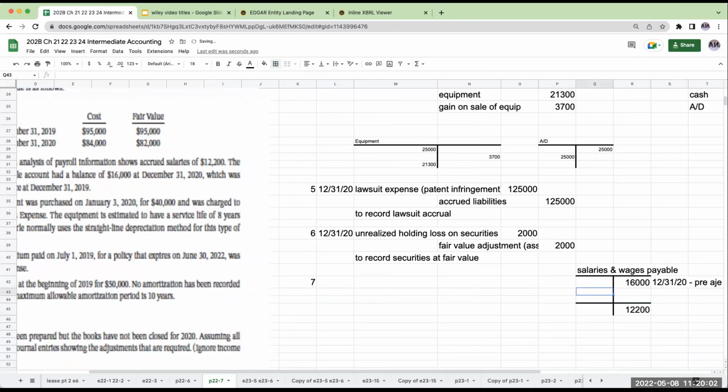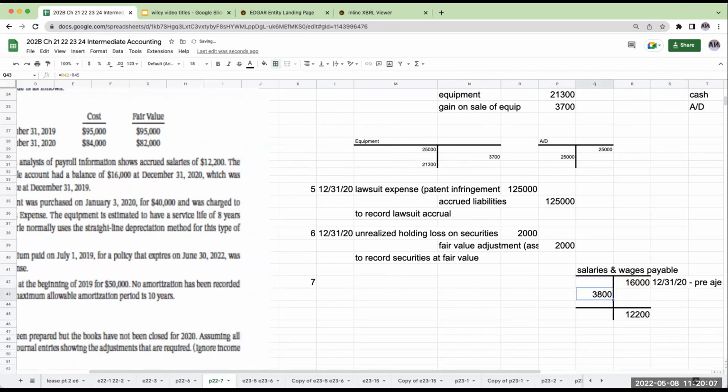Okay, so what do I need to do to balance? Well, if I subtract this from here, I'm going to get a balance here of 3,800. So I'm going to need to debit salaries and wages payable, and then credit salaries and wages expense, because I'm going to accrue the proper amount. Now, if the books have been closed, I might have to do something with retained earnings, but that's really not the case over here because the books are still open.